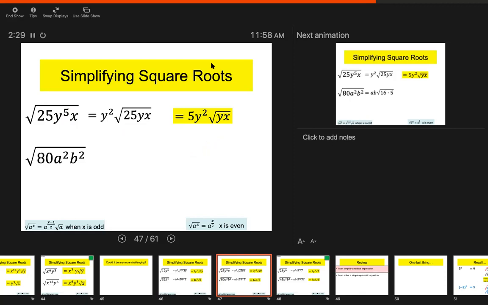All right. Next one there. Let's see. A squared b squared. Oh, we love these ones. When both of them are even, easy. They both go on the outside. Just take half. Half of 2 is 1. So you're left with an a and a b on the outside.